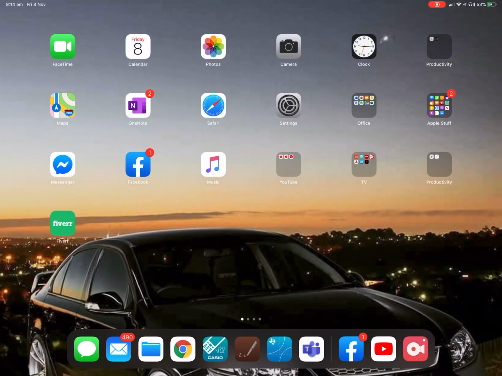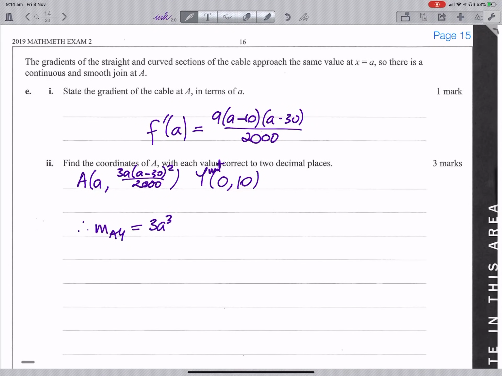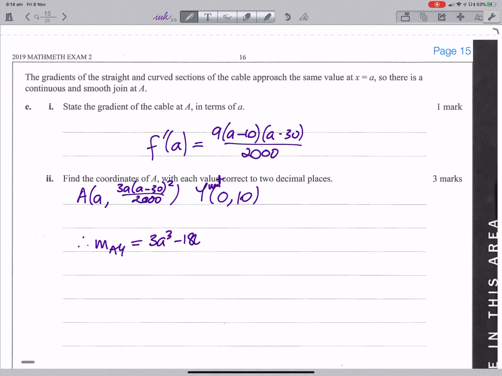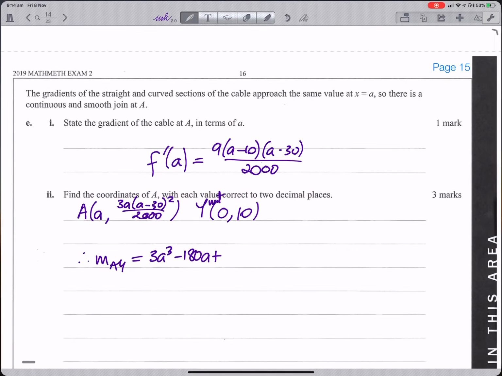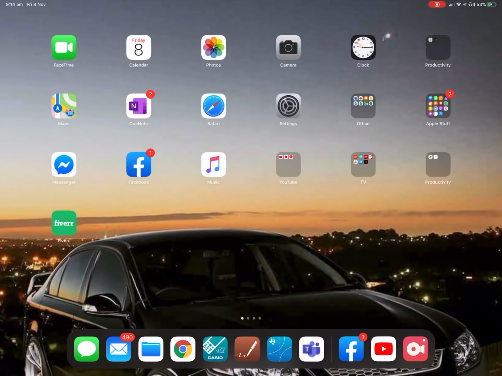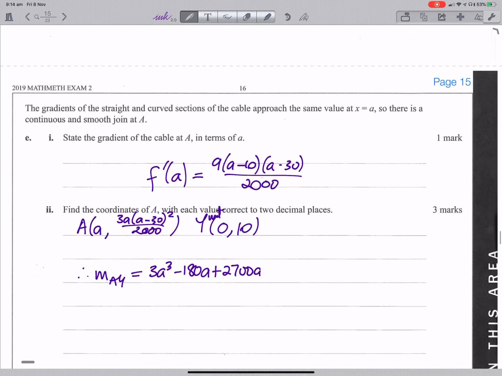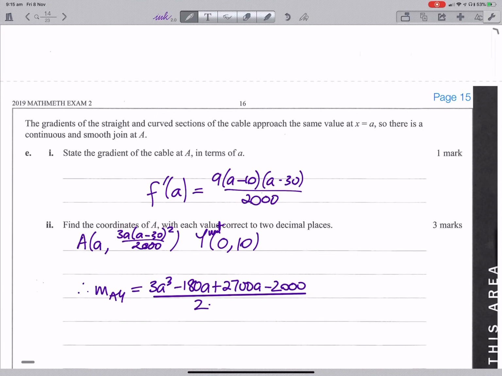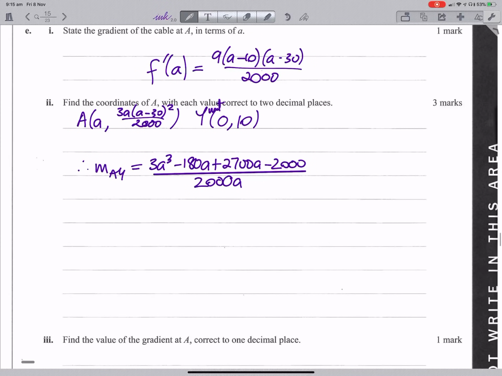Okay, so 3A cubed minus 180A plus, was it 2,700? 2,700A, and then minus 20,000, all over 2000A, and that has to equal 9A minus 10, A minus 30 on 2000.